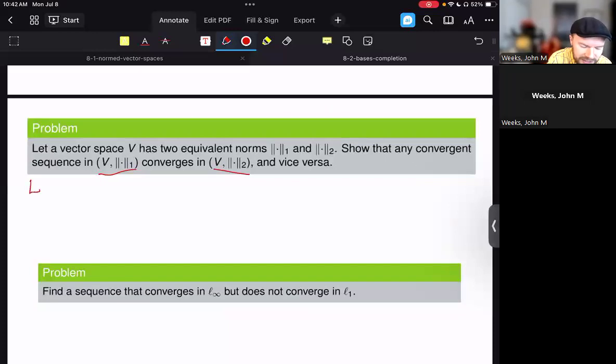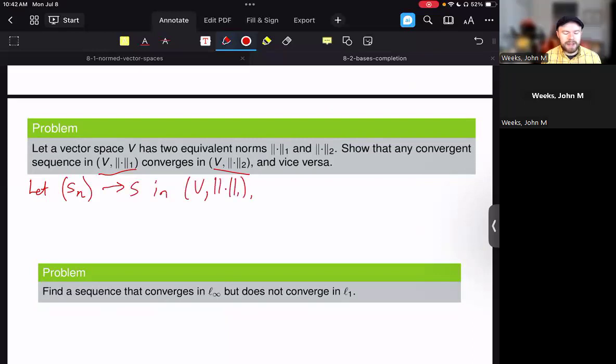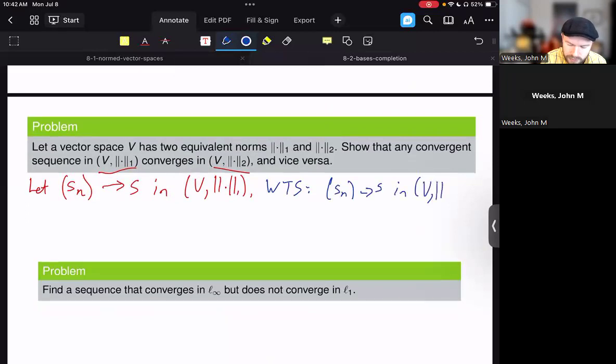Well, what we'll do is we'll say, let's say that we have a sequence s sub n converge to s in the space of V, norm 1. Then we want to basically end up with the statement. We want to show that this same sequence converges to s in V, norm 2. We'll be practicing this notion in our homework a little bit as we start switching out the notion of convergent sequence with something else. So in fact, this part here is going to be one of our homework parts.